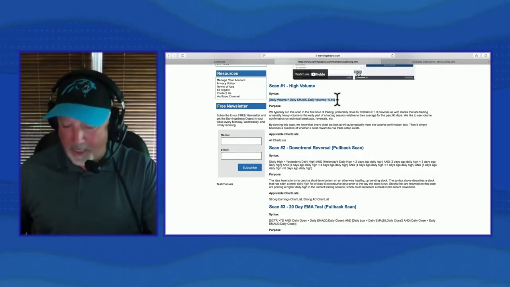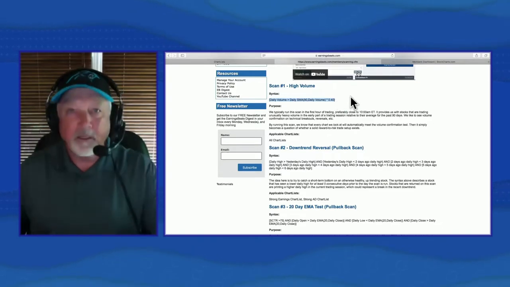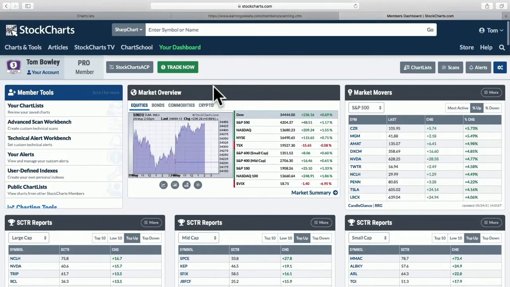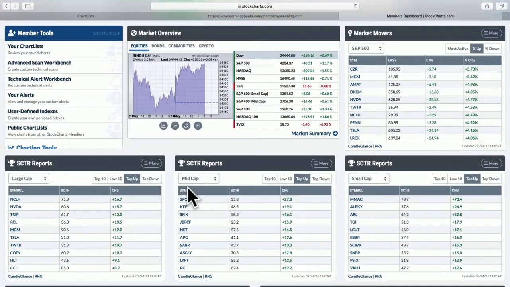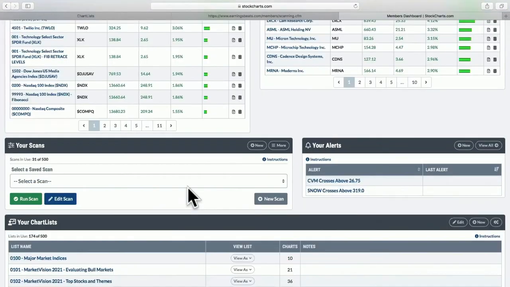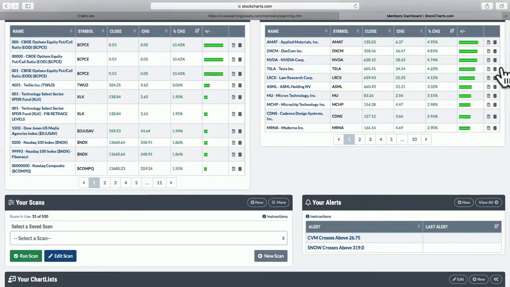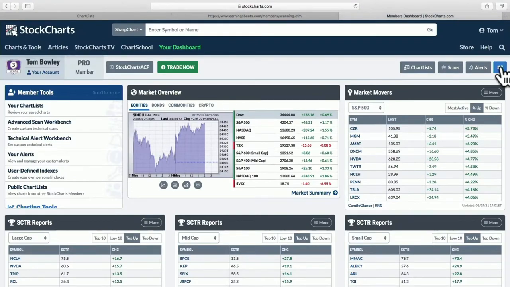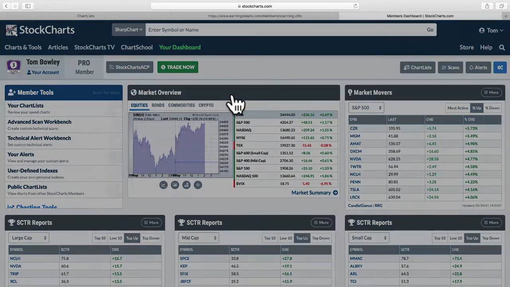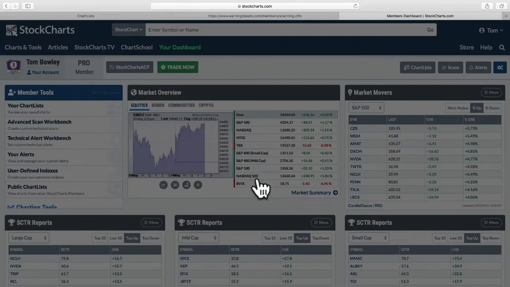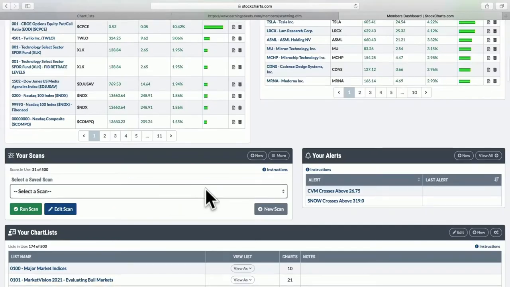So you can copy the scan syntax that we have on our website, and then we can go over to StockCharts, and on your dashboard, you can scroll down to Your Scans. If for any reason you don't see Your Scans on your dashboard, go up to the top right corner and click on this gear icon and make sure you have scans and alerts checked. If you don't, then check them, and then you should be able to go back down and identify your scans area.